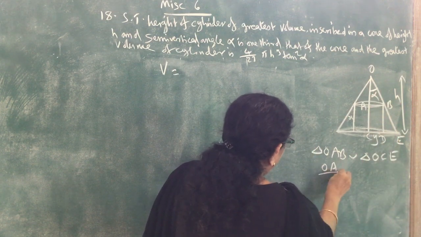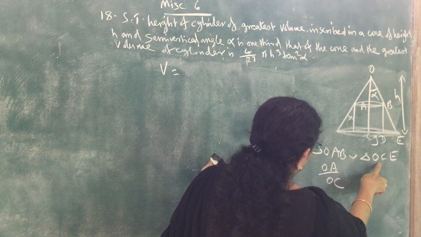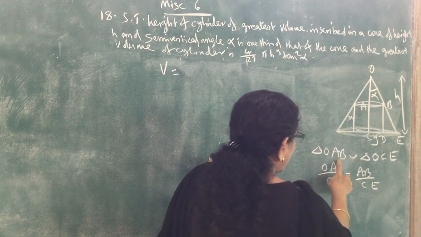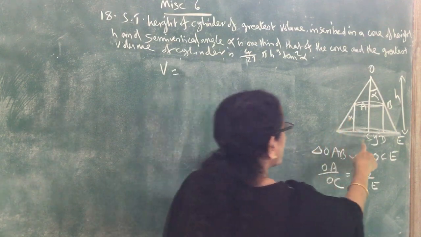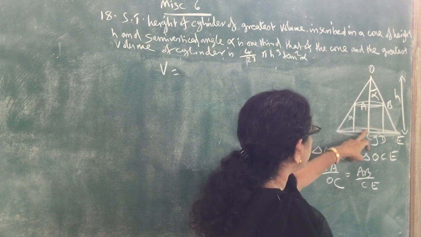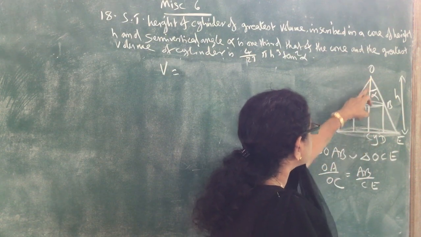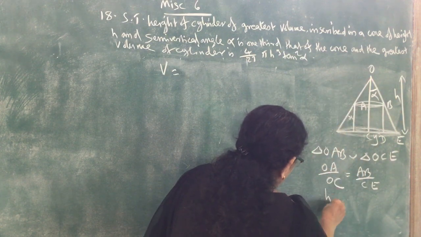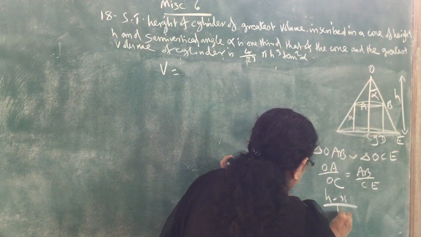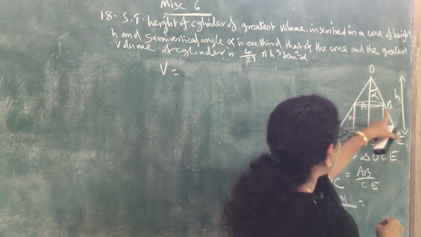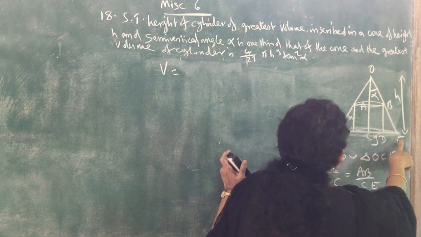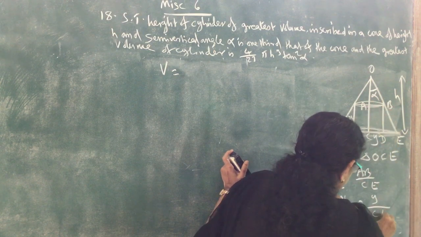So OA divided by OC equals AB divided by CE. What is OA? OA is the total height of the cone h minus the height of the cylinder x, so h minus x. OC is the height of the cone h, AB is the radius of the cylinder, that is y. And CE is the radius of the cone, which we can find.